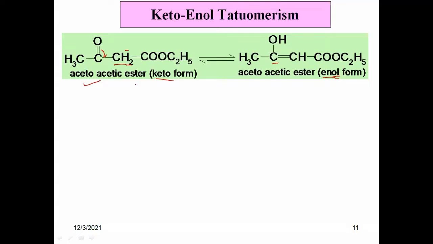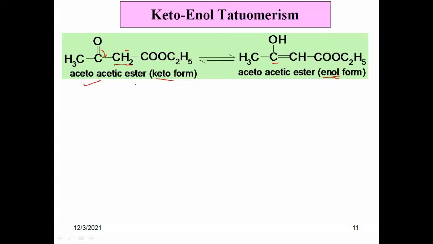And those two structural forms of acetoacetic ester interconvert into one another. They interconvert into one another, and they exist in a dynamic equilibrium. That process is called tautomerism. This is called keto-enol tautomerism. When two structural forms interconvert into one another and exist in dynamic equilibrium, then this is called tautomerism.